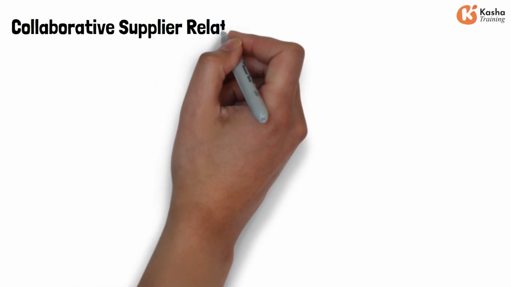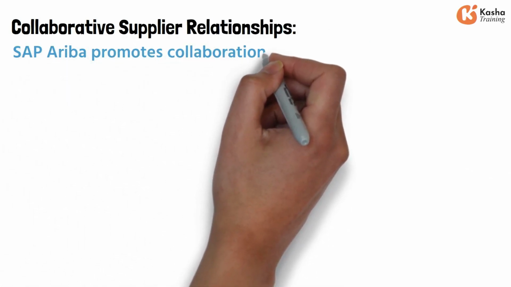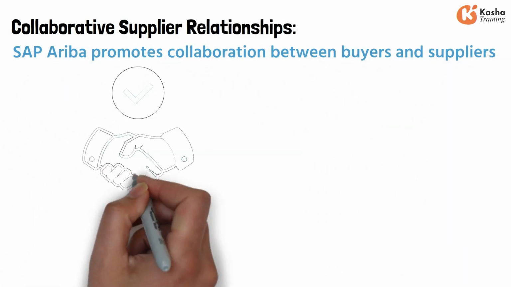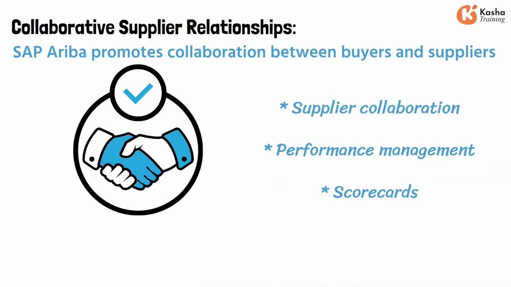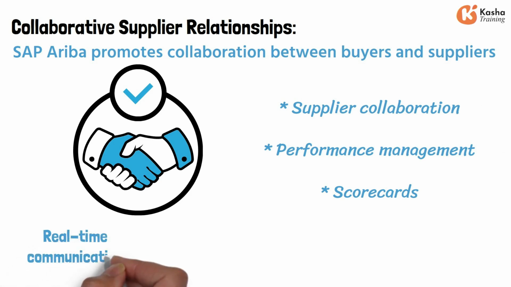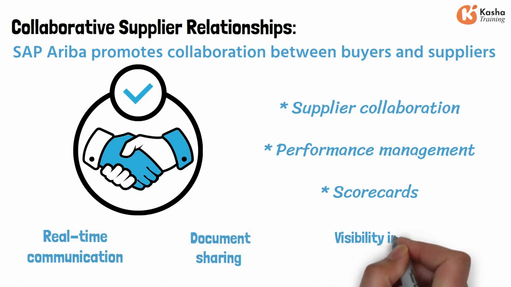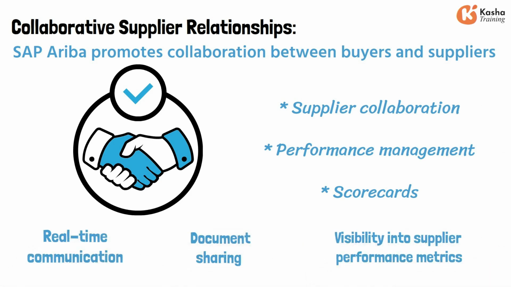Collaborative supplier relationships. SAP Ariba promotes collaboration between buyers and suppliers through features like Supplier Collaboration, performance management, and scorecards. It enables real-time communication, document sharing, and visibility into supplier performance metrics.